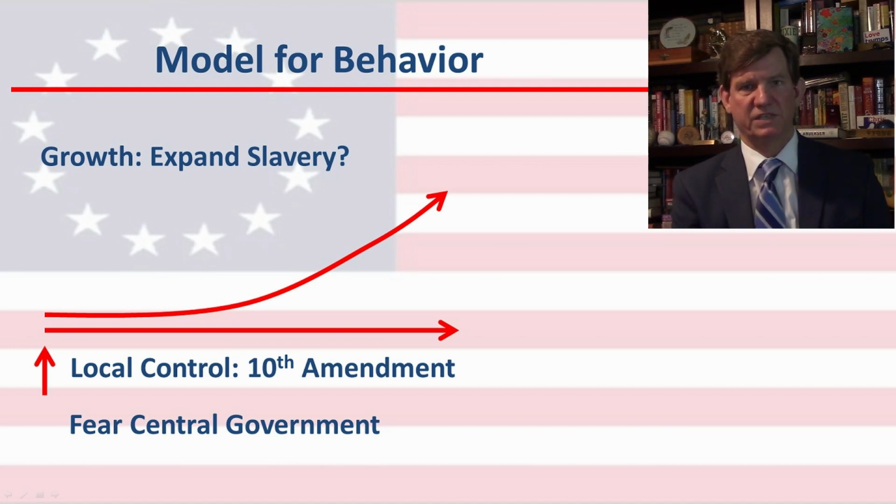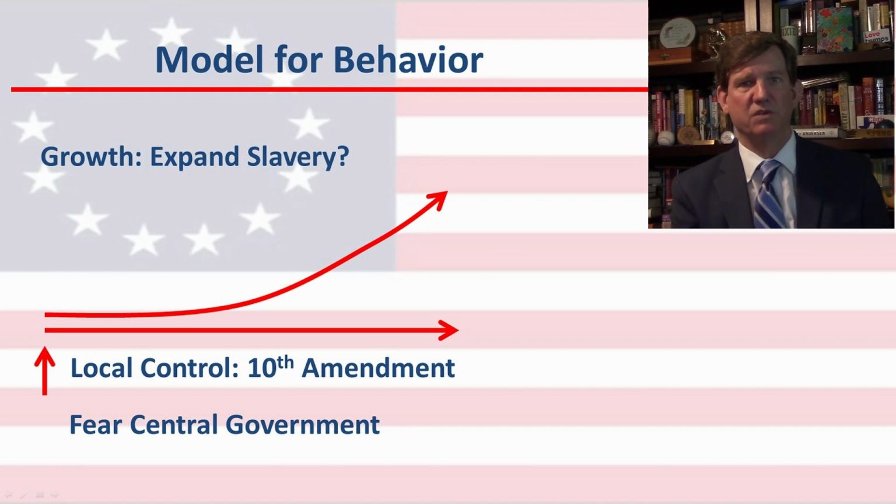The argument over slavery continued to fester through the first half of the 19th century. More and more countries around the world were banning or abolishing slavery. This didn't happen in the United States because of the 10th Amendment. Each individual state had the right to decide. It was their state's right.